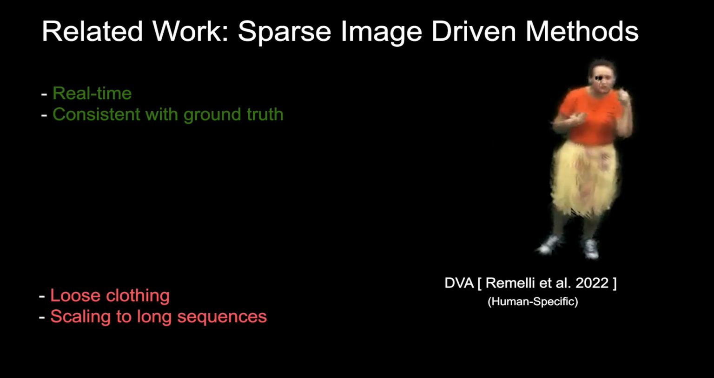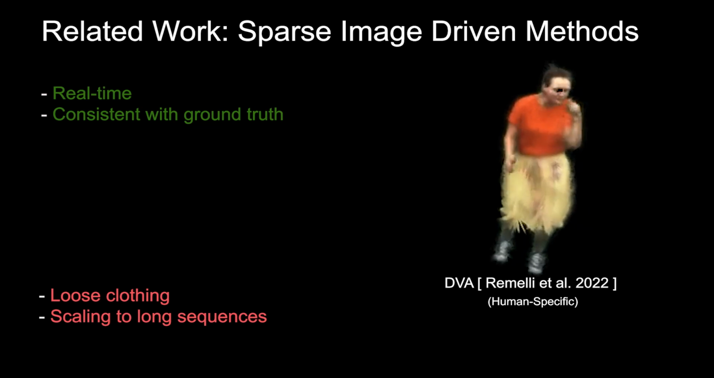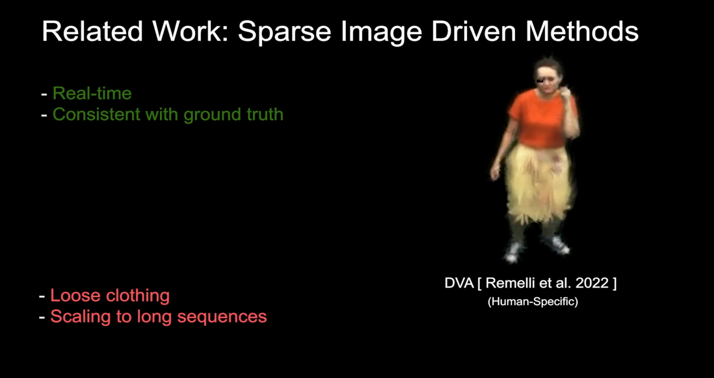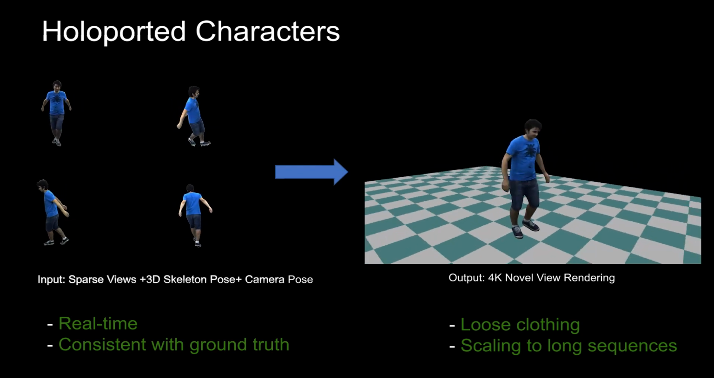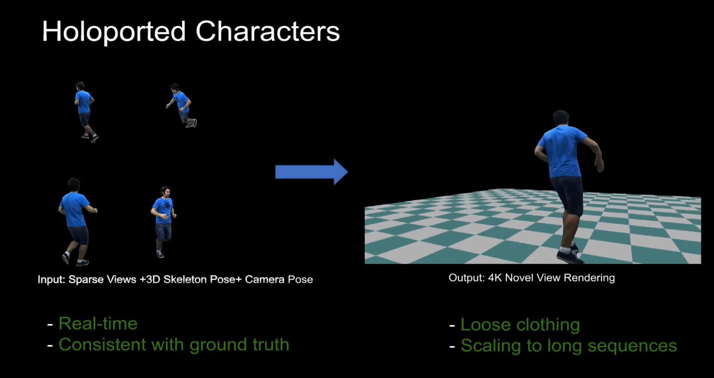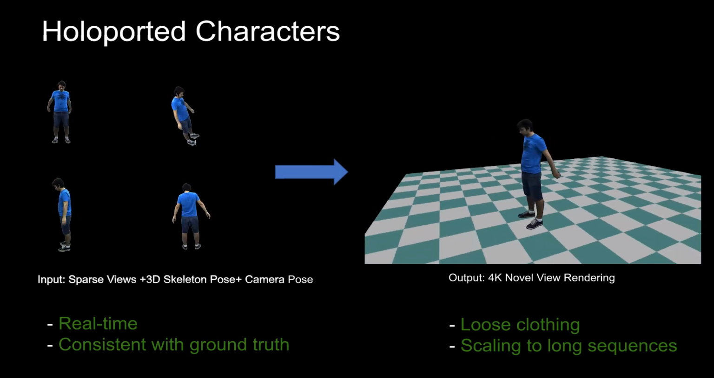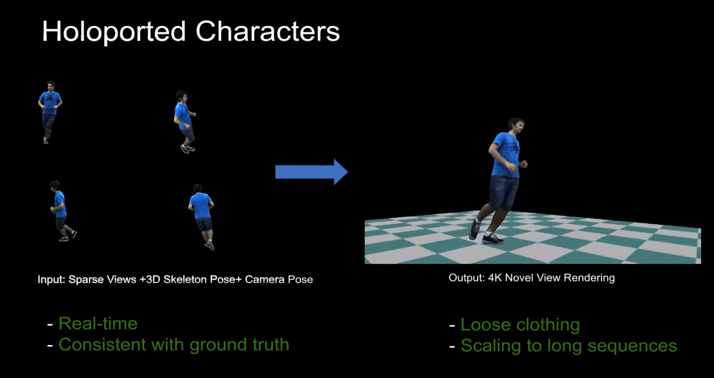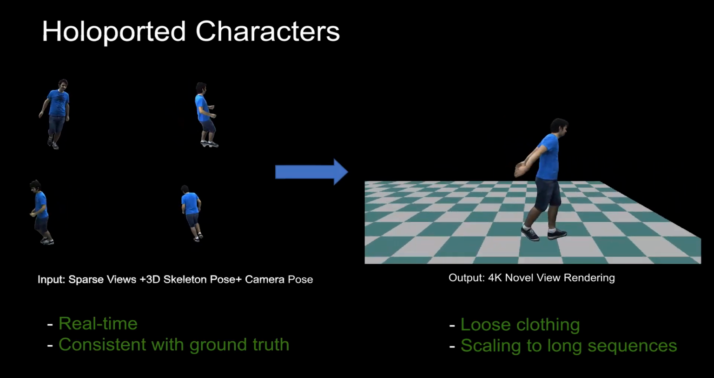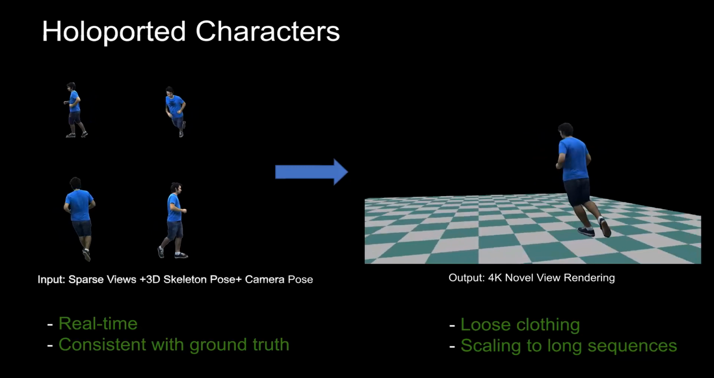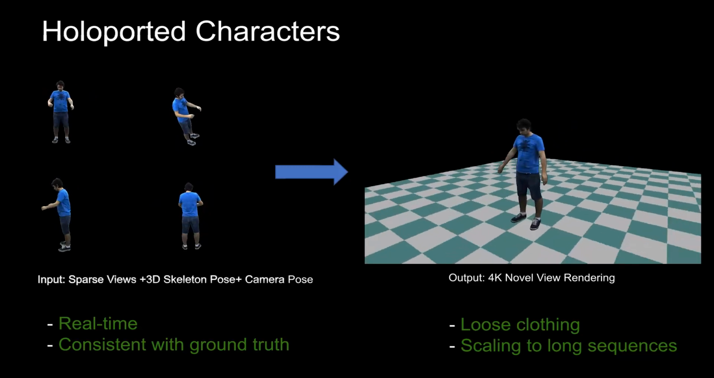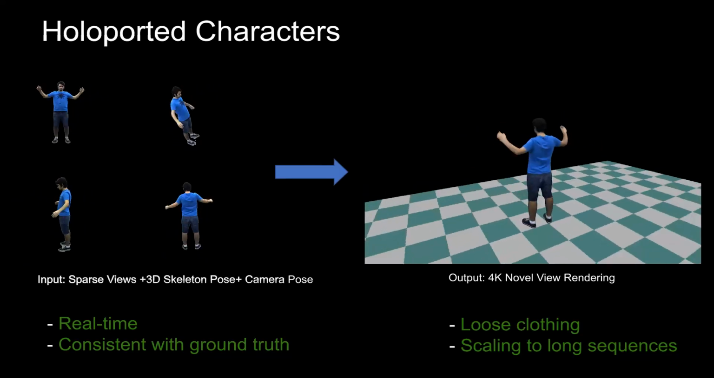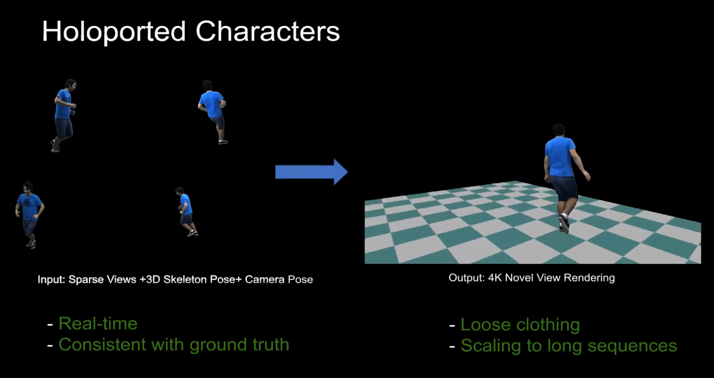Moreover, their result quality degrades when the model is trained and tested on long sequences containing more diverse and complex motions. To tackle those limitations, we propose Holoported characters, which takes 4 sparse camera views in a skeletal motion as input and generates free viewpoint renderings at 4K resolution at real time. Our approach further supports loose type of apparel, and, in contrast to animatable representations, it reproduces exact details such as face expressions and cloth wrinkles consistent with the input views.